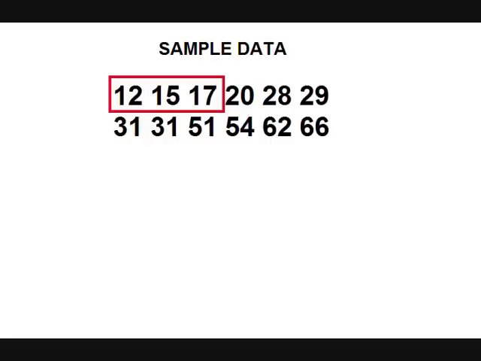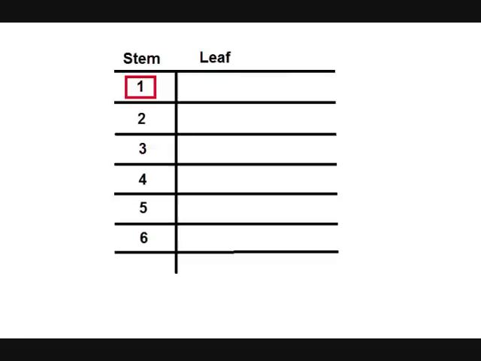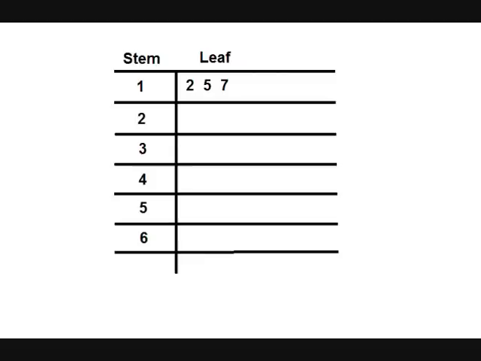Now let's look at all the numbers in the teens from our data. We have a 12, a 15, and a 17. The tens digits from those numbers we've already put on the left side of the graph. So now we take the 2, the 5, and the 7 and put them on the right side of the graph.